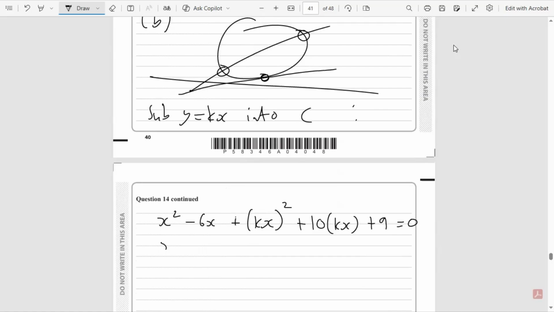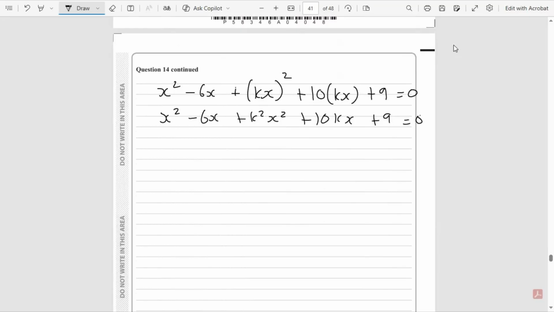Perfect. So if we simplify all of this, we've got x squared minus 6x plus k squared x squared, and then plus 10kx plus 9 is equal to 0. Now what I'm going to do is notice that if we look at the first term and the third term, we can group those together and say this is (1 plus k squared) x squared. We can then group the x terms together as well, so plus (10k minus 6) lots of x when you factorize out that x. And then, of course, there is a 9 at the end there, equal to 0.